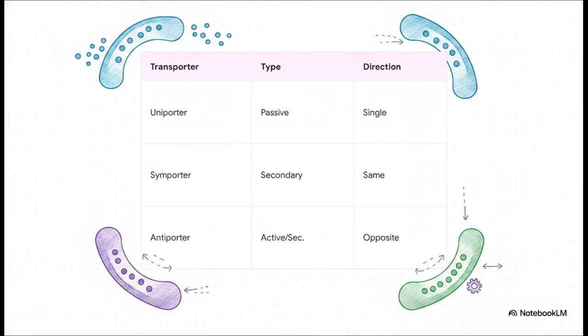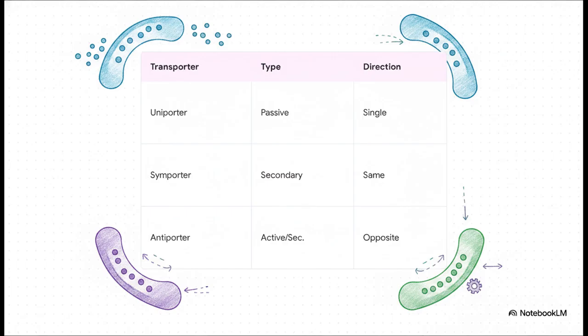A uniporter is pretty straightforward. It allows a single species to cross via passive diffusion, just flowing with its natural concentration gradient. Easy, right? But when the factory needs to move things against that gradient, it has to use coupled transport. You've got your symporter, which moves two species in the exact same direction, basically using the energy of one to drag the other along for the ride.